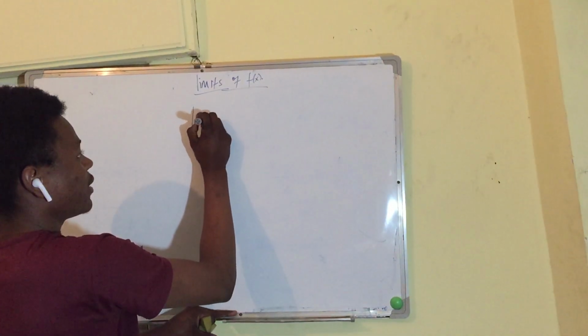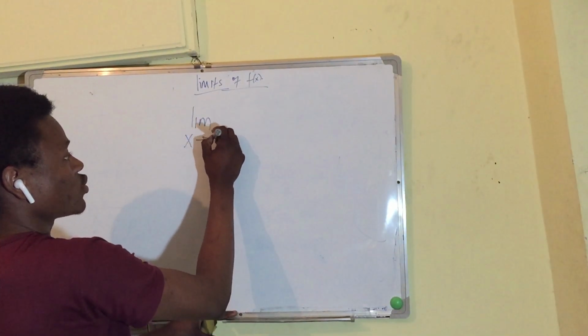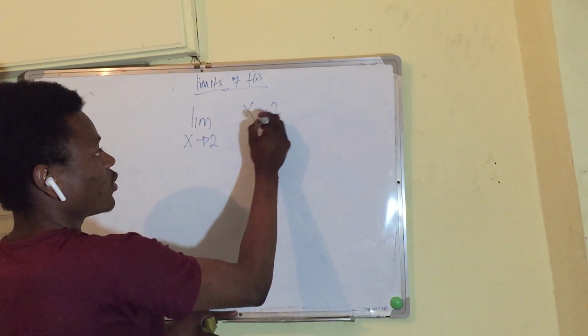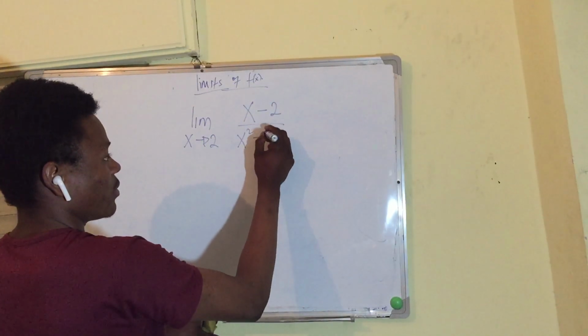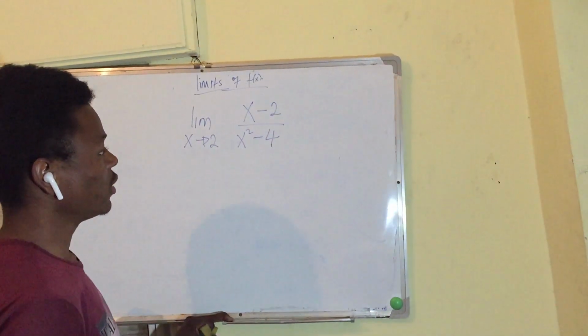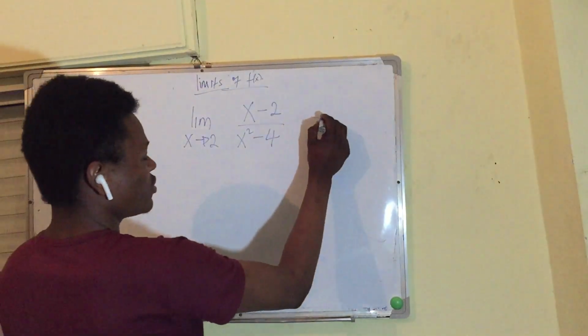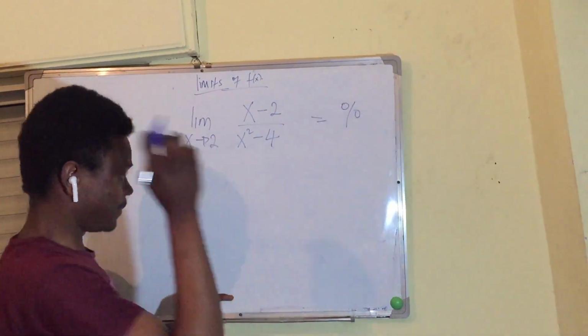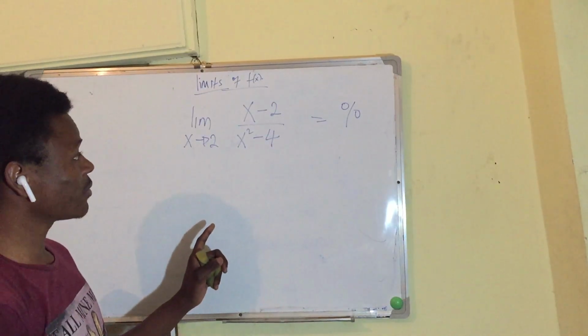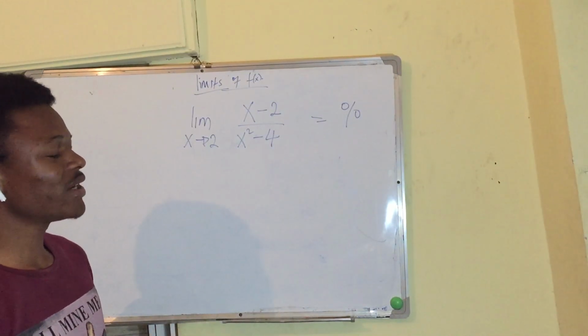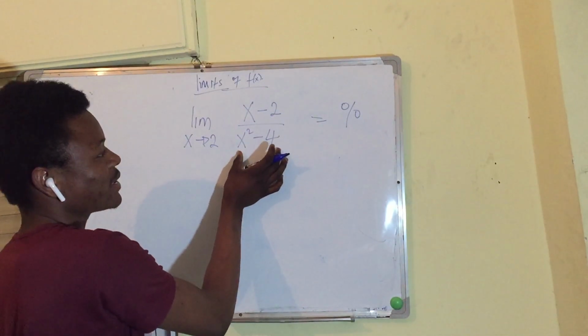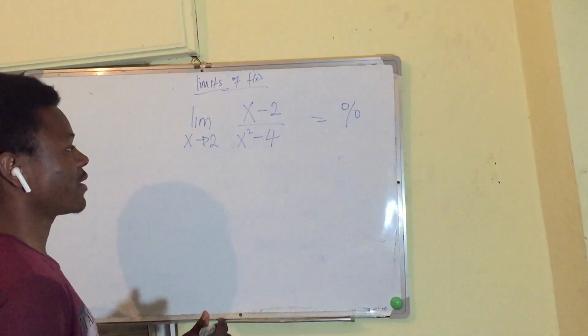Let us say we have the limit as x approaches 2 of x minus 2 all over x squared minus 4, for example. If we do direct substitution, we have 0 over 0. In this case, how do we solve the problem, since it is 0 over 0? Let us see if there is a factor on top that can cancel. That is the first thing you can do.